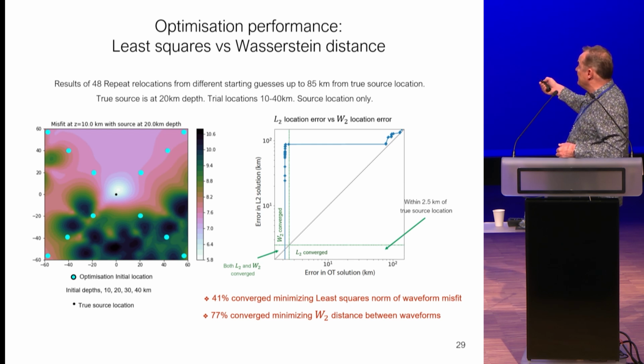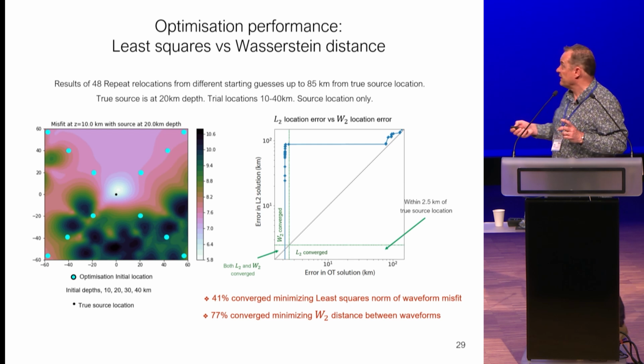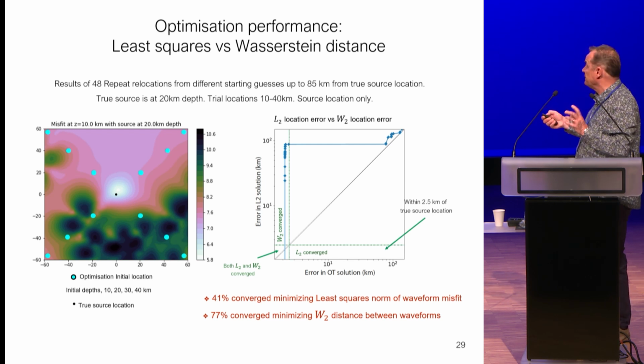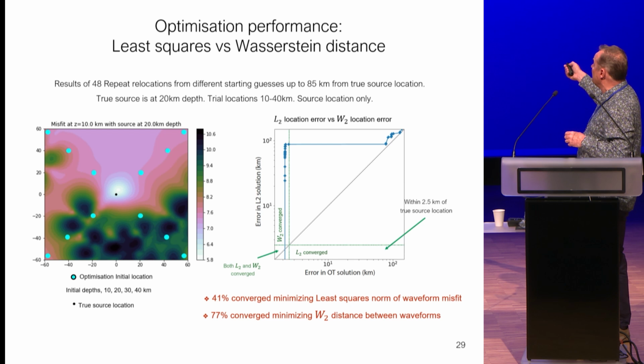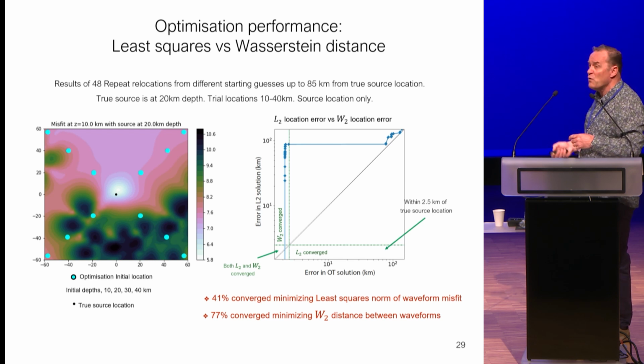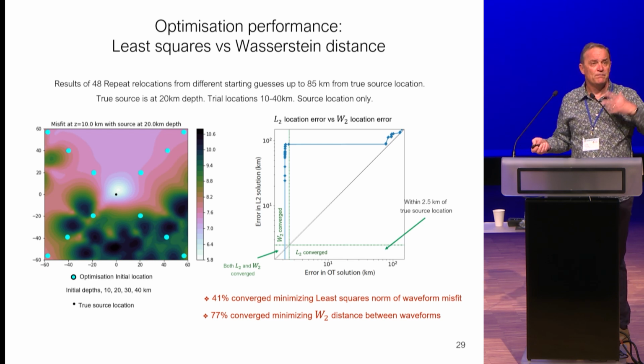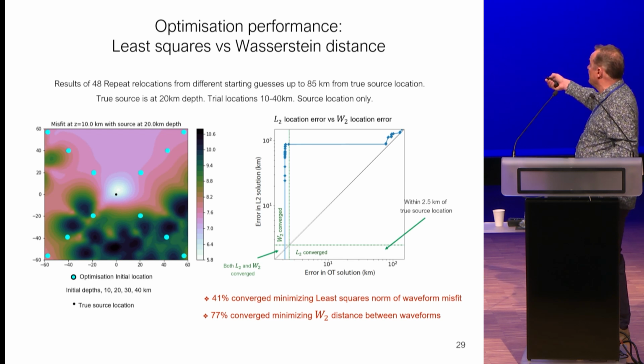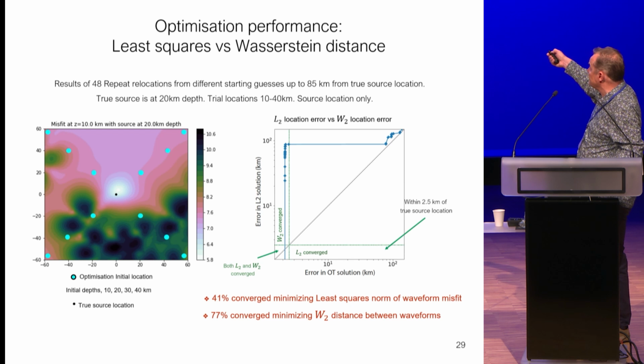So if you're inside the dashed line on either case, I'm considering it as converged. Yeah? And we can see that in extreme cases, both do not converge. Yeah? So both get trapped. But many also get trapped. The L2 gets trapped here, whereas the W2 doesn't.